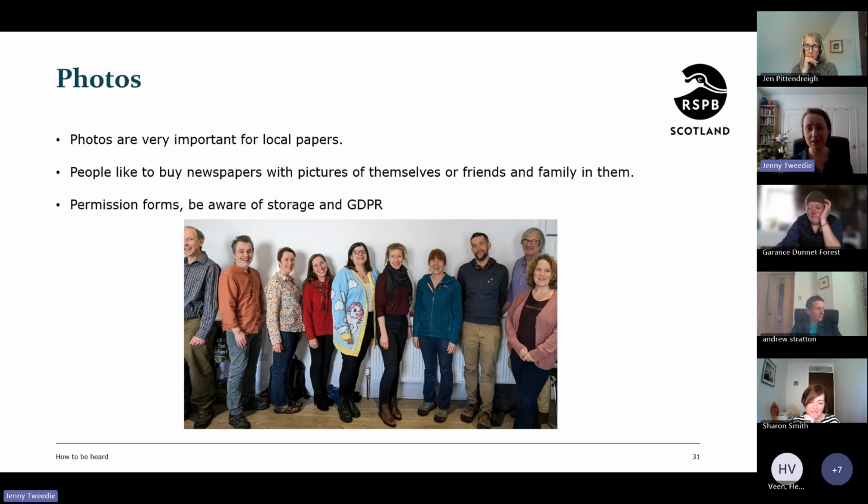People always buy newspapers if there's a photo of themselves or their family in it. It's why they still do those school pictures, with pages and pages of pictures of children. It's because parents and grandparents and friends and family are going to rush out and buy that paper. So it's a very, very useful tool. It also helps to illustrate stories and make things look a bit more exciting than just having boring words. So always take photos if you can, and have a stash of photos that you can use for event publicity and all that sort of stuff.